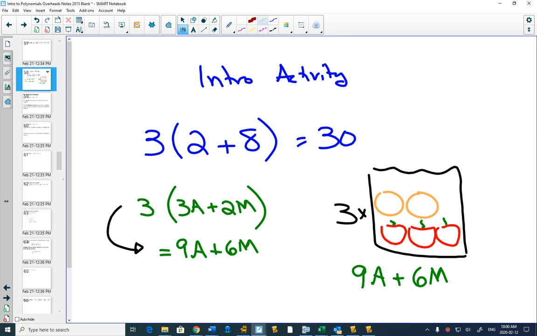Okay, so Duncan's saying we could do 3 of those ones, right? Because we had 3 bags, so we'd have this 3 times. We would also have this 3 times. Does that make sense?